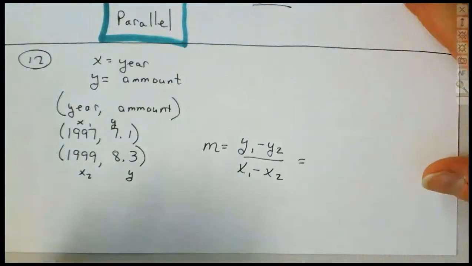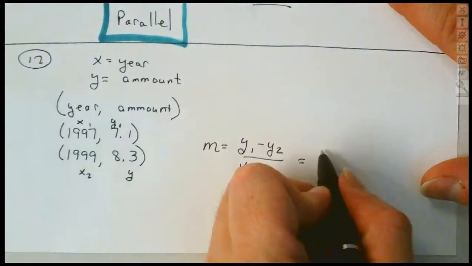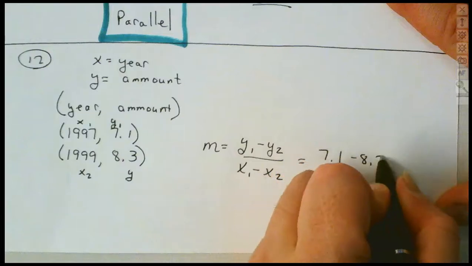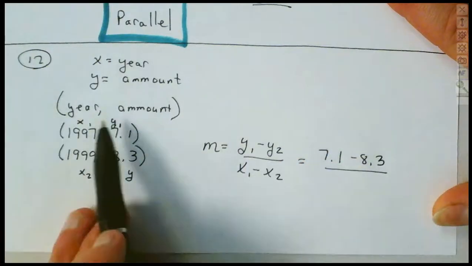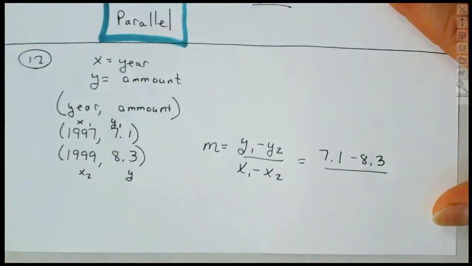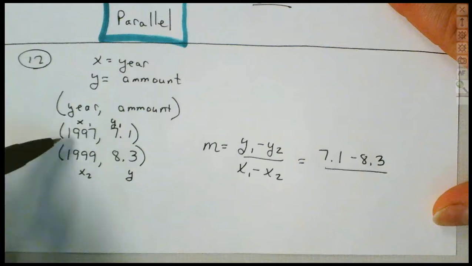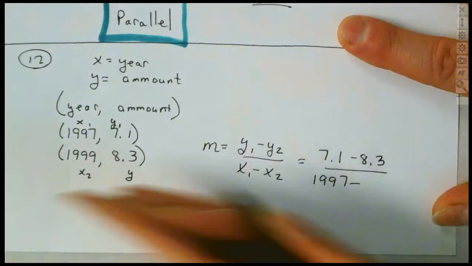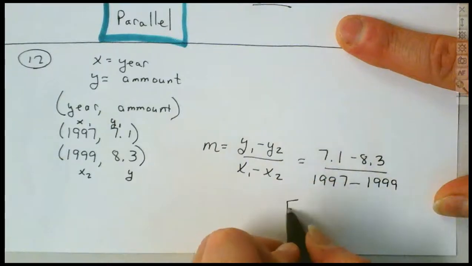I'm going to plug in the values, and you can finish it. So this is x1 here, y1. So let's plug in our values. So we've got 7.1 minus 8.3, because the y's go on the top, right? Those go on the top. What about down below? These are our x values down below. So x1 is 1997 minus 1999. And you can finish this one from here.